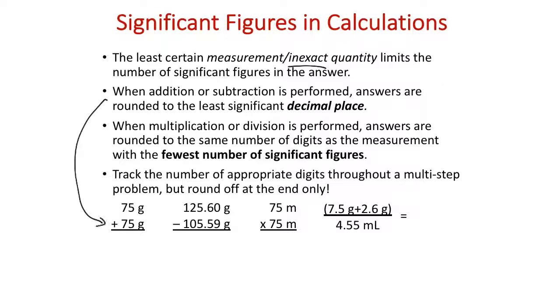So let's do this example down here. 75 grams plus 75 grams, really easy. 150 grams is what would be the numerical answer to that problem. But the key is, how many digits in that number are significant in the 150 grams? Where should I report that result to?